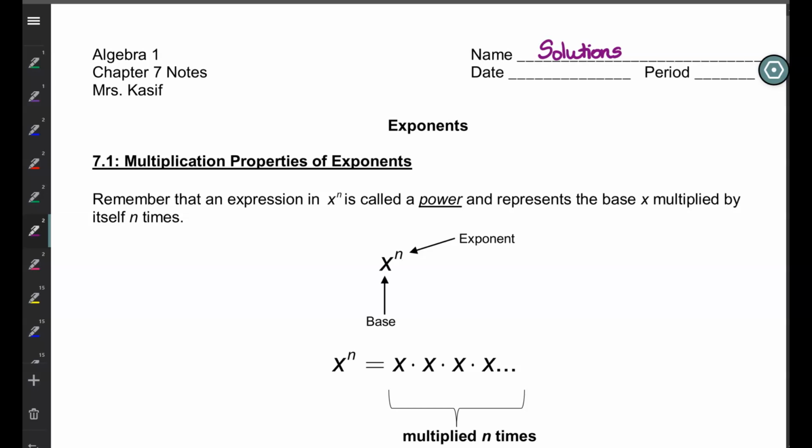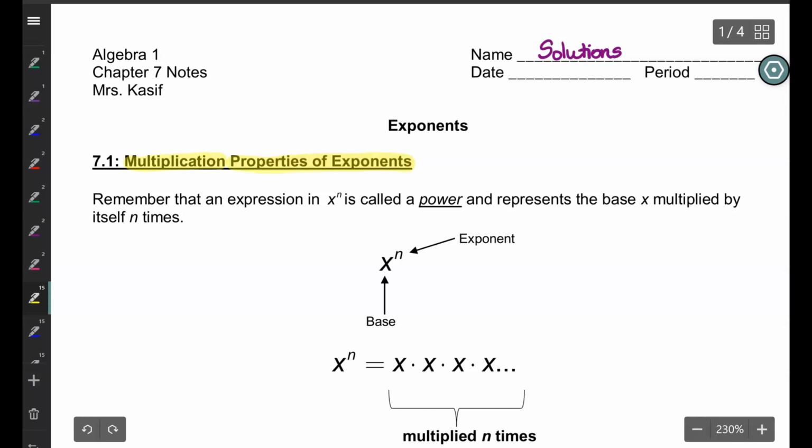Okay, so we're going to start chapter 7, and actually chapter 7 we're just going to do 2 lessons. We're going to do 7.1, which is on multiplication properties of exponents, and then the next lesson is going to be on division. Okay, so let's first review what it is.